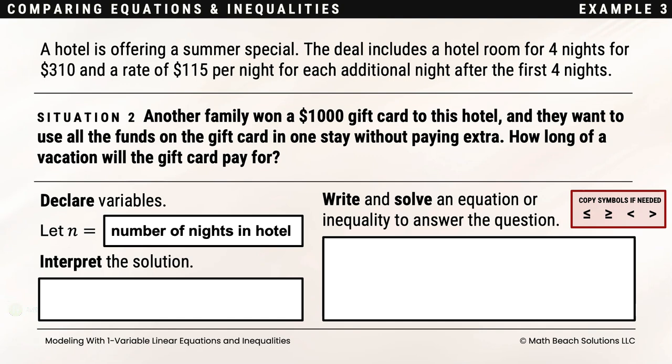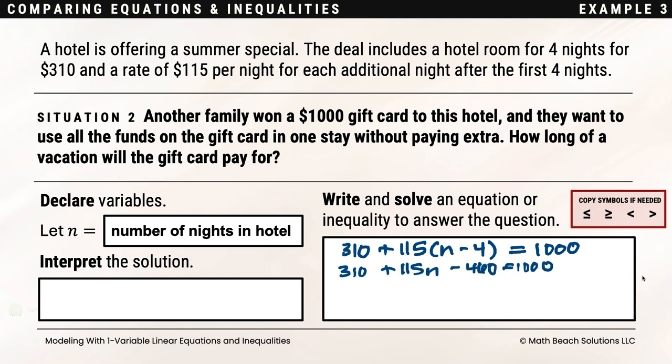Our equation, because we're writing an equation this time instead of an inequality, it's going to look similar. We have the same setup for the $310 for the first 4 nights, and then an additional $115 per night after the first 4 nights. Remember, you're not paying that extra $115 for those first 4 nights you're in the hotel. That's covered with the $310. And this time we want it to equal 1,000 because they want to try to use the entire balance of their gift card at the hotel.